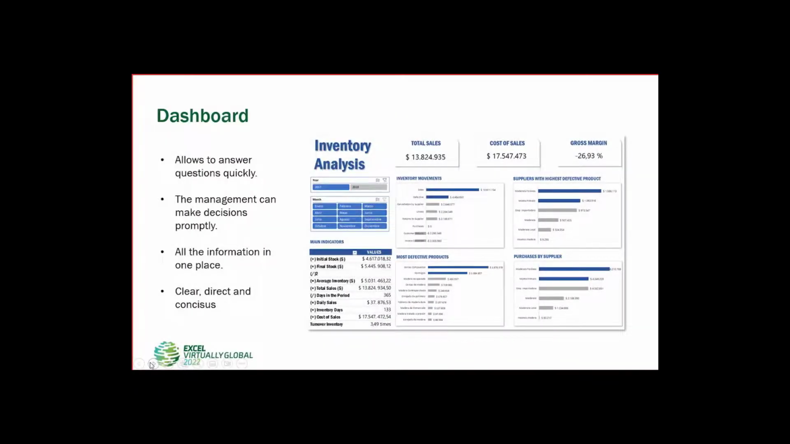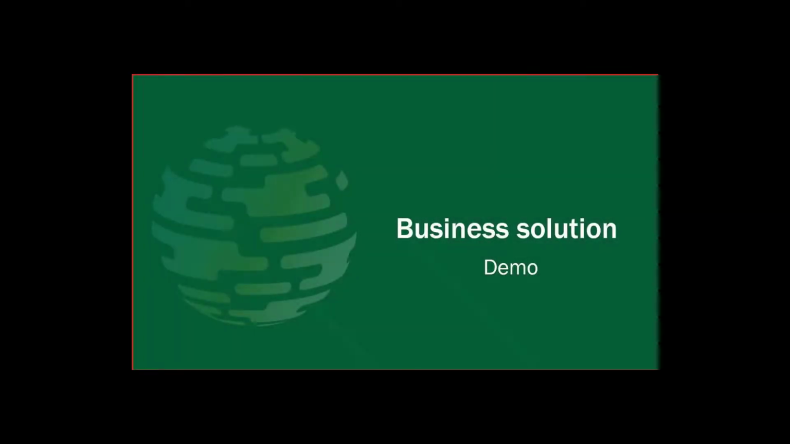The design of a dashboard must have the following conditions. The first one is to answer questions quickly. The second one is that the end user must be able to interpret the graphs that allow him to make decisions with clear information. You should try to have the relevant information in one place. And the last one is that all this information must be clear, direct, and concise. Now let's see the final dashboard in Excel.